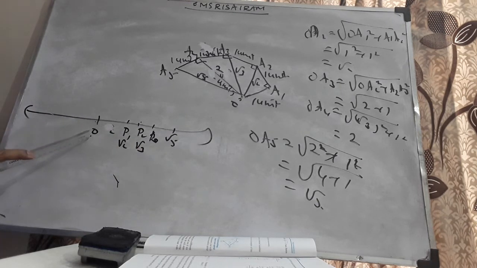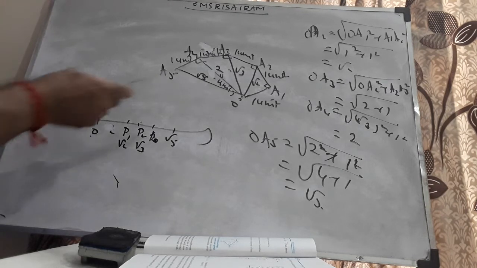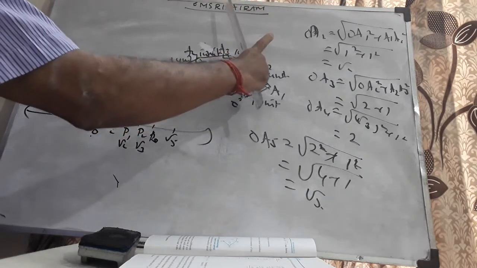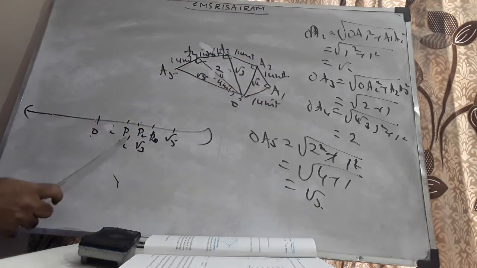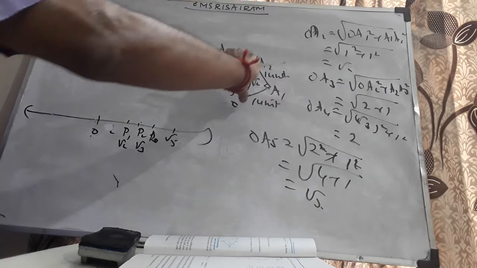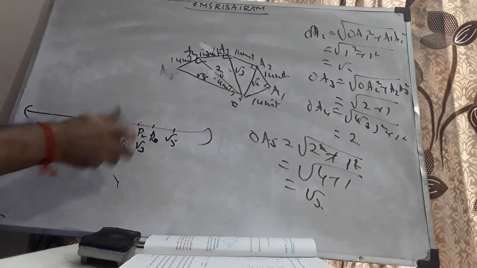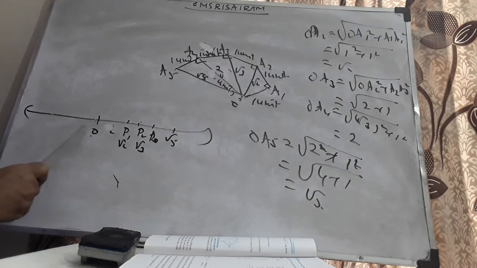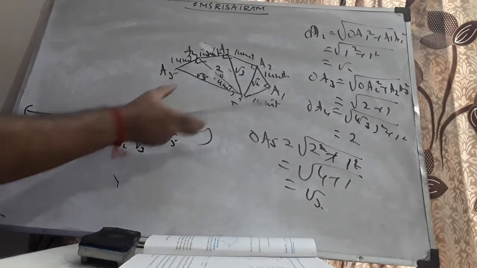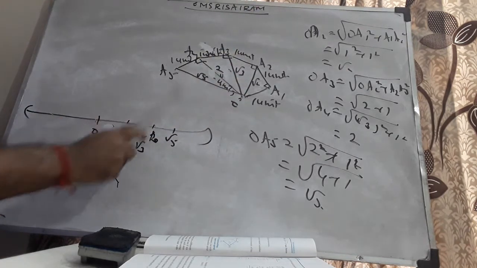I'll draw a line. I'll mark a point O over here. With O as center and OA2 as radius, I will mark point P1. That will be my root 2. With O as center, OA3 as radius, I'll mark P2, that is root 3. Then with O as center and OA4 as radius, it will be the next point.